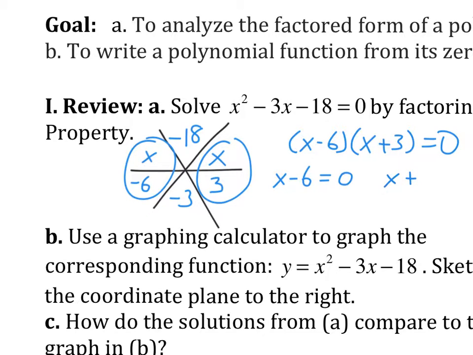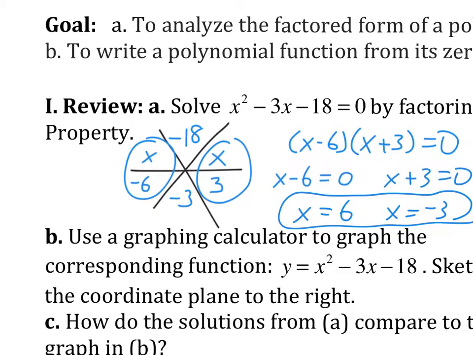So that means either of these are 0. So I solve for each one. X is positive 6 or negative 3. I put a ring around it when I am sure of my answer. I can always plug those in. Up here, 6 squared minus 18 again gives you 0.